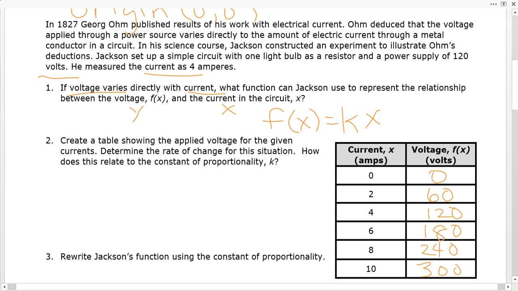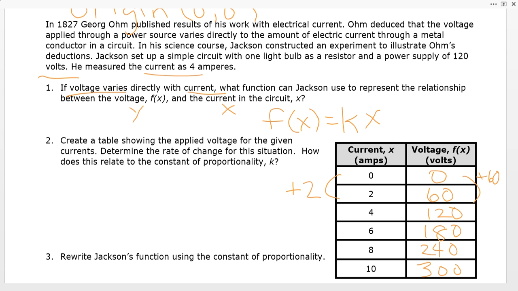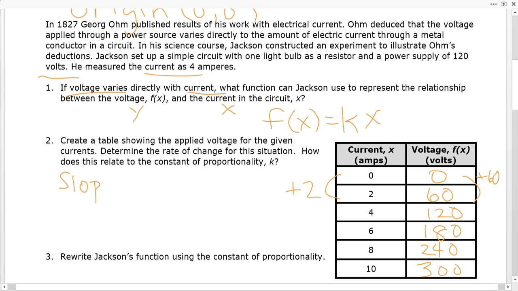Okay, so let's figure out what the constant of proportionality is. This is going up by 2. This one's going up by 60. So our slope, which is our constant of proportionality, is going to be the change in y over the change in x. So that's going to be 30 over 1. So 30 volts for every 1 amp of current.